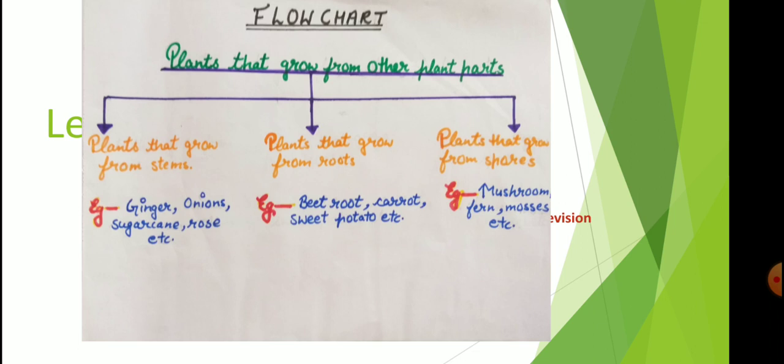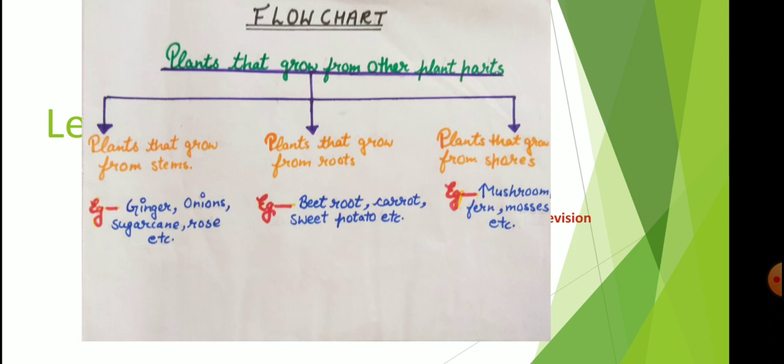Next, plants that grow from roots. Some plants such as beetroot, carrot and sweet potato grow from their roots. Next, plants that grow from leaves, like bryophyllum and begonia. These types of plants grow from the leaves.